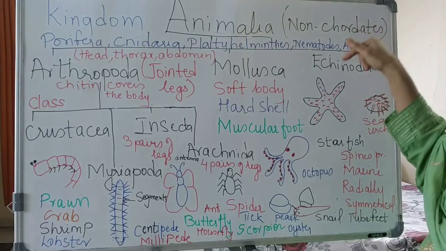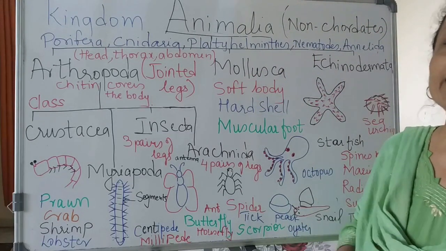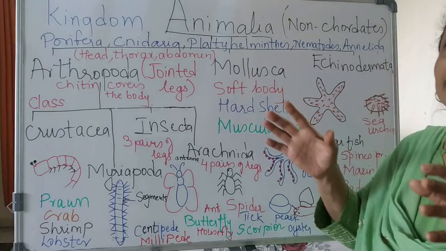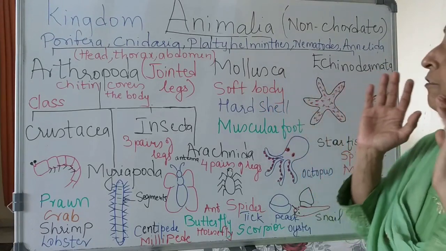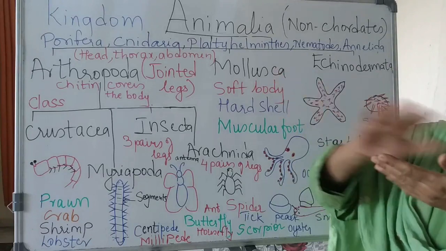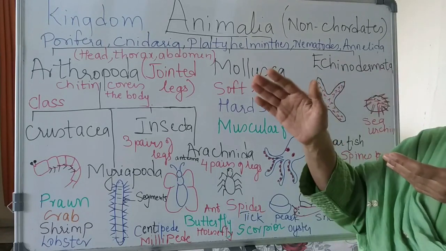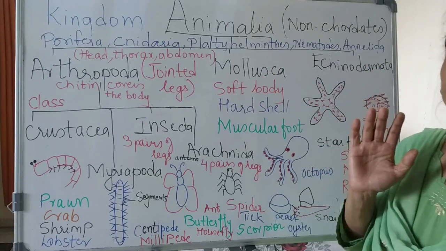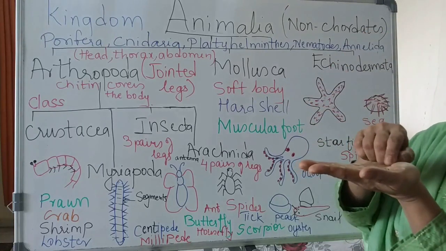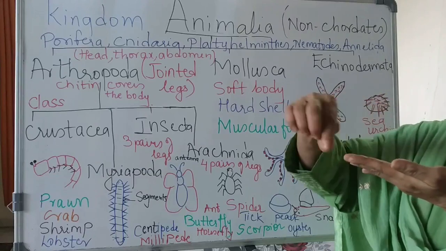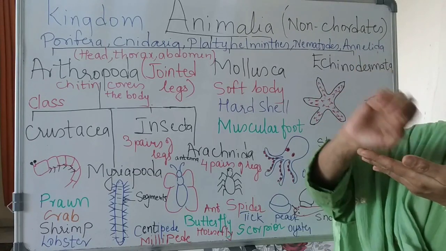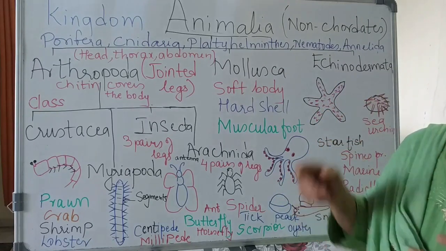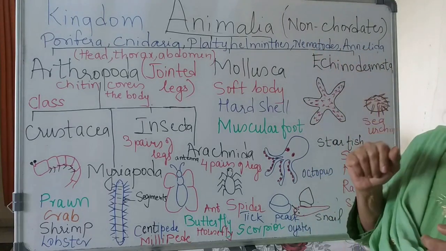Now, next to Mollusca is Echinodermata. This animal has spines on its skin. If you see a starfish, you will see it is rough, sandy sort of. There are small spines which come out on the skin, and if you see the other side of the starfish, there are spaces in between and you find tube feet which are protruding out. Now what is the function of tube feet? To maintain the balance and the circulation of water in the body.